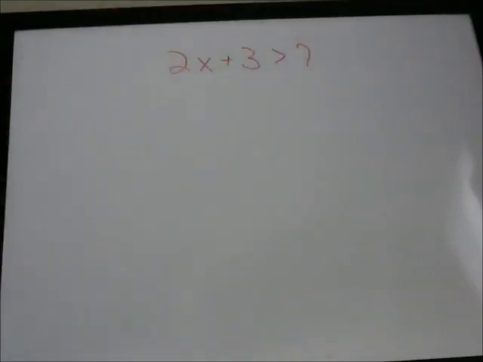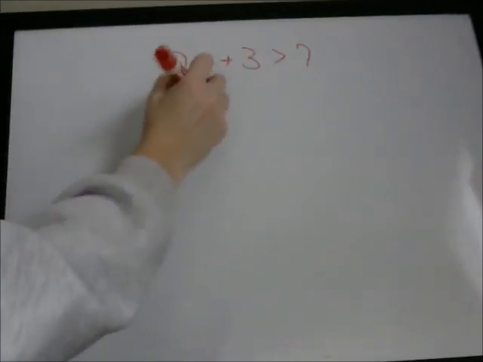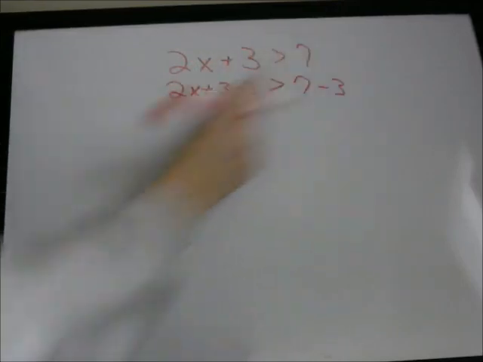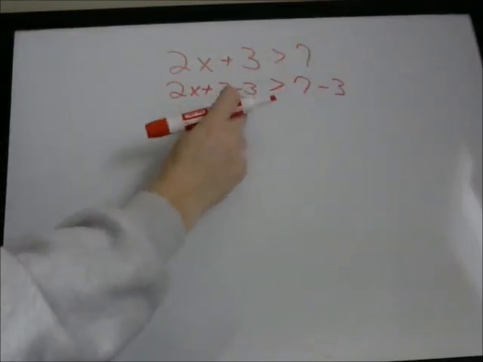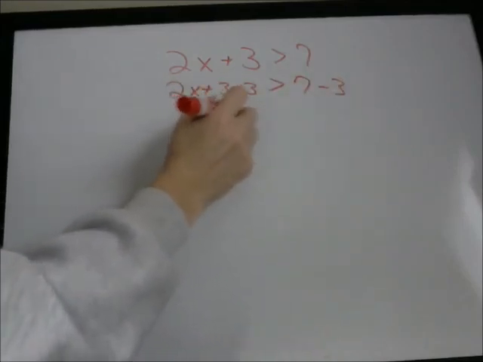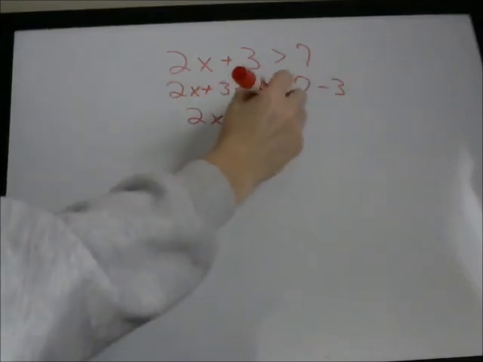And again, there's going to be two exceptions when we can't follow that. So we're going to start out, how do we solve for x? Well, first we want to get rid of that 3. So we're going to subtract 3. Just like on an equals sign, if you do something on one side, you have to do it on the other side. So now we have 2x is greater than 7 minus 3, which is 4.